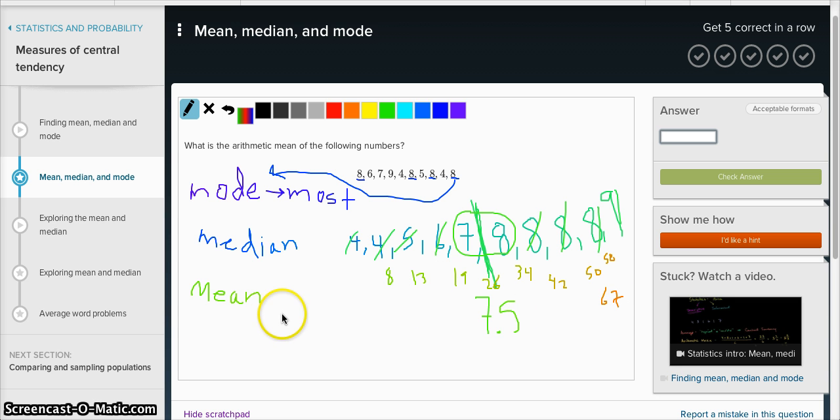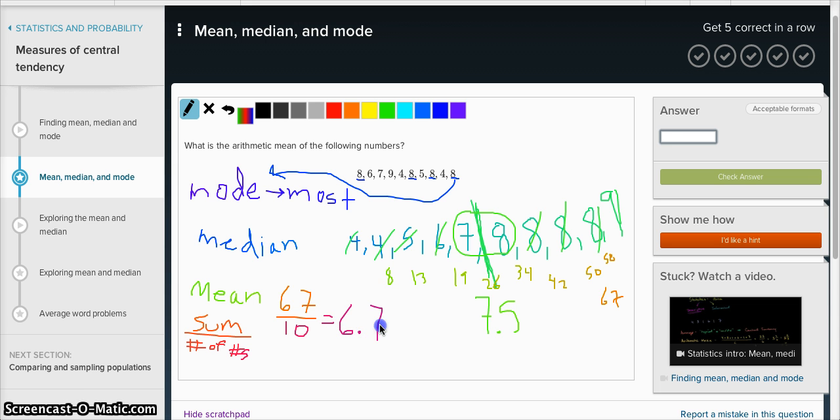So to find the mean, you do add them all together. So that would be called the sum. When you add numbers, the result is called the sum, and then you divide that by the number of numbers. So how many numbers are there? So 67, and we said there's 10 numbers. So the mean equals 6.7.